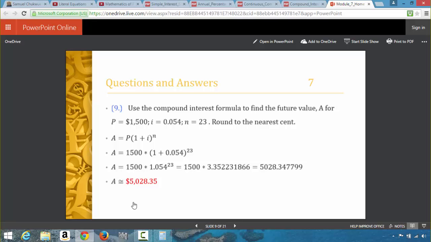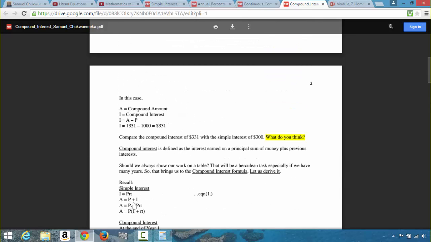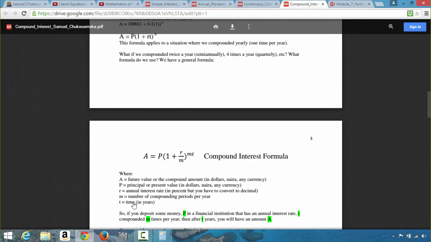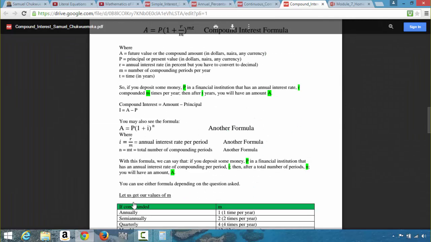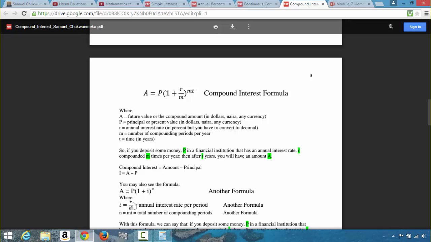Question 9. Use the compound interest formula to find the future value A. So this now is back to compound interest. Compound interest, I gave you 2 formulas here when I did it. And it's the same thing. It's similar questions also. So this is the main compound interest formula right here. But you can also have it this way. This is another formula here. This is another formula. So you take note of these 4 formulas. But whenever you are asked for the compound interest formula, this is the formula right here.